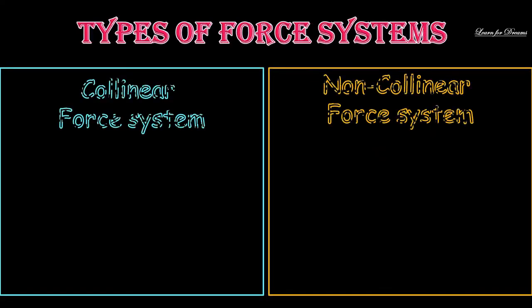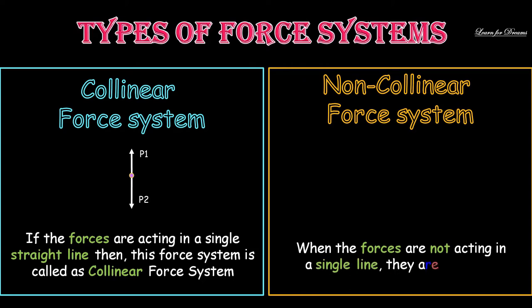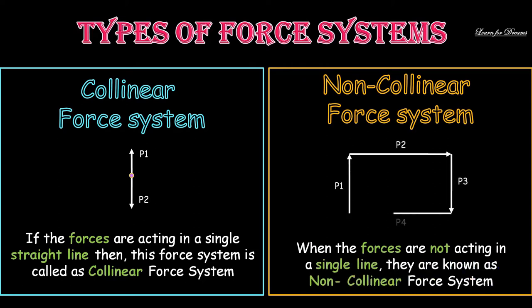Next types of force systems are collinear force system and non-collinear force system. If the forces are acting in a single straight line, then this force system is called collinear force system. Here you can observe that forces P1 and P2 are acting in a straight line. Now for non-collinear force system, when the forces are not acting in a single line, they are known as non-collinear force system. Here you can observe that all four forces P1, P2, P3 and P4 are not in a straight line.